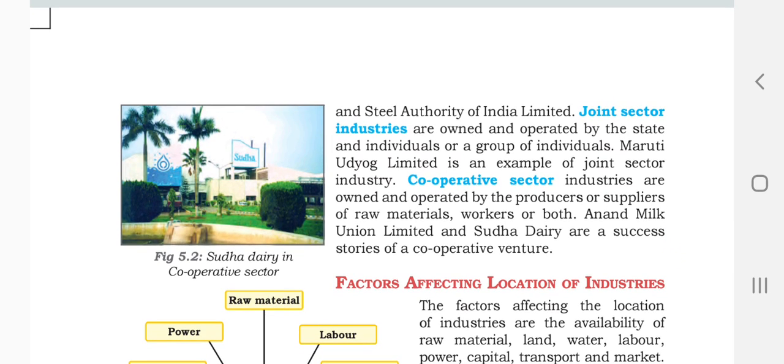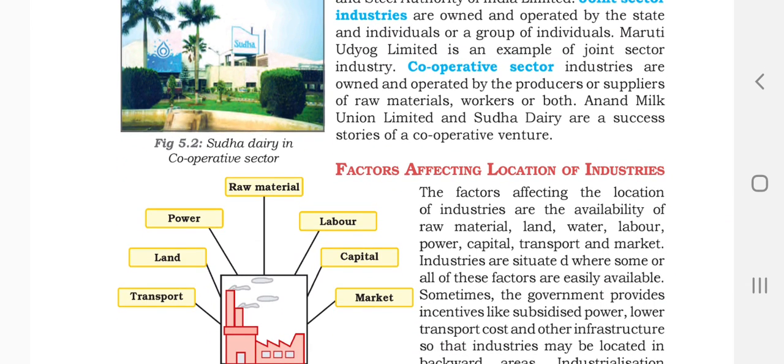Then joint sector industries are owned and operated by the state and an individual or a group of individuals. Maruti Udyog Limited is an example of the joint sector. Then cooperative sector industries are owned and operated by the producers and the suppliers of the raw materials themselves, so they work as both. Anand Milk Union Limited and Sudha Dairy are the success stories of cooperative ventures.